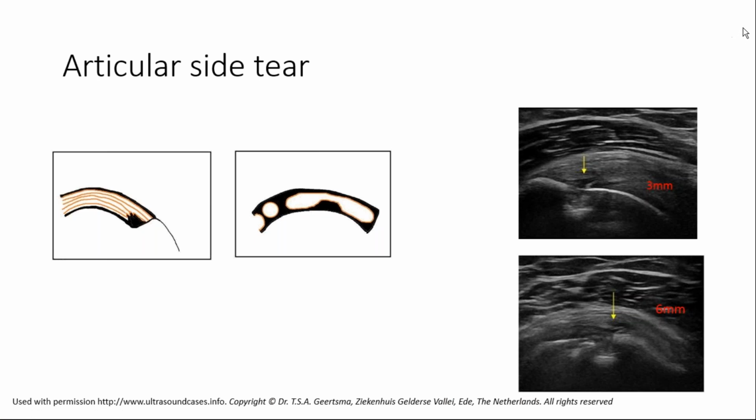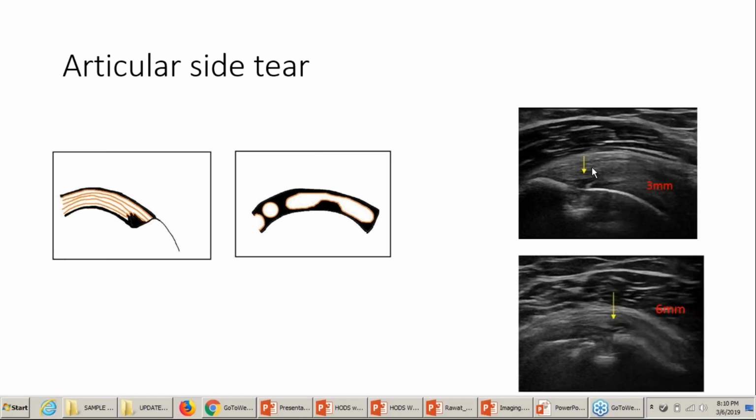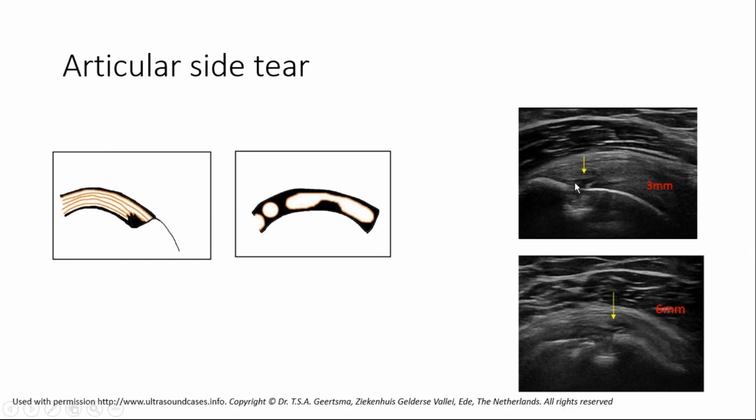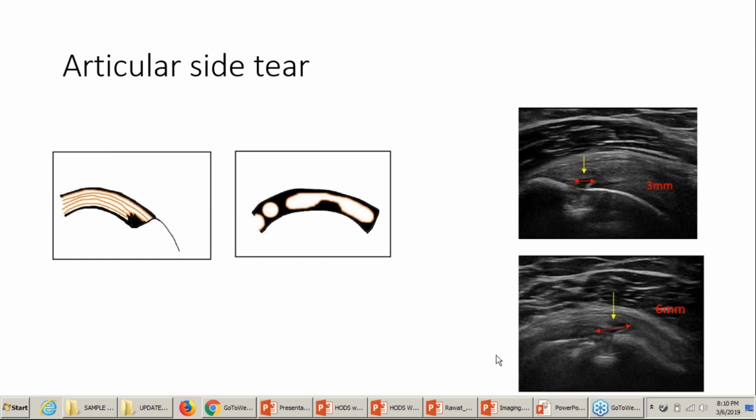Okay, so this is articular sided. Look at the image here. The yellow arrow is pointing at the focal defect, and the yellow arrow is pointing at the focal defect in short axis. The top image is the long axis, the bottom image is the short axis, and then you can put linear calipers here and measure this focal defect. Let's say this focal defect measures 3 millimeters and this one is 6 millimeters, so you can define this defect as a 3 millimeter by 6 millimeter articular sided partial tear.